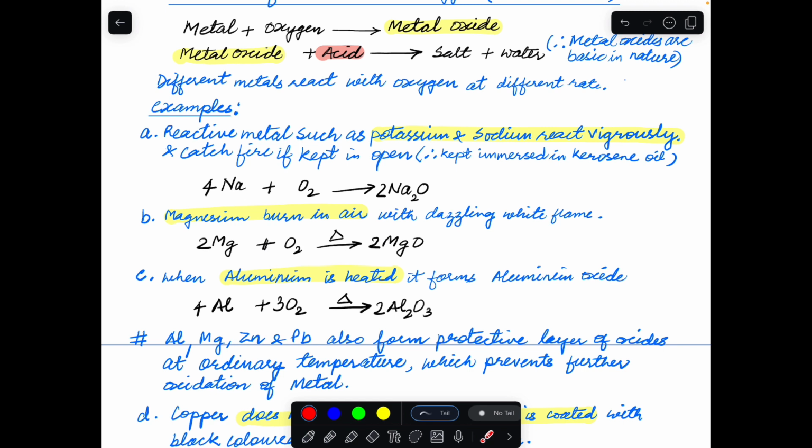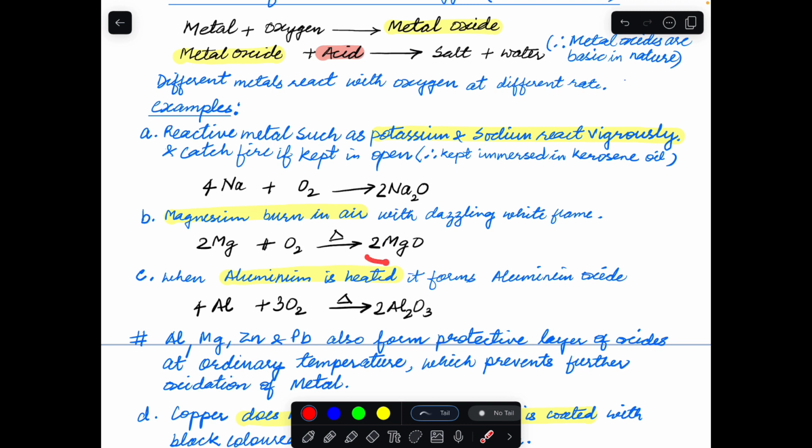Next is magnesium. Magnesium burns in air with a dazzling white flame. Sometimes they give you a question with the observation and the condition, so you have to guess what the product will be. Sodium metal reacts without heating, at normal temperature, and its reaction is very fast. But magnesium will not react with oxygen at normal temperature. We have to heat it, and once we start heating, it will catch fire and burn with a very dazzling white flame, just like in crackers.